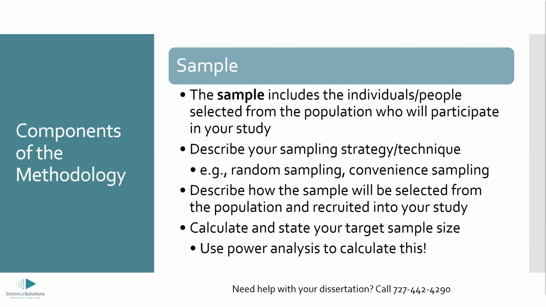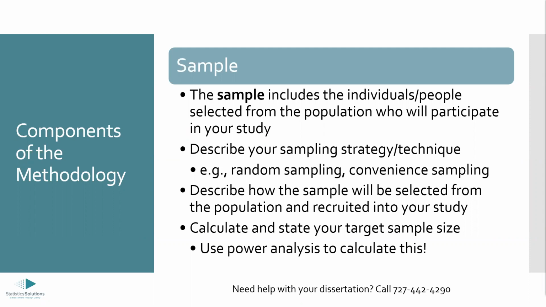And so for the sample, you'll want to describe your specific sampling strategy or technique. General sampling strategies can include random sampling and convenience sampling. Random sampling, or more generally probability sampling, would mean that you are randomly choosing individuals from the population to participate in your study. And this type of sampling generally gives the best generalizability for your results. However, it may not be feasible for you to randomly sample from your population.